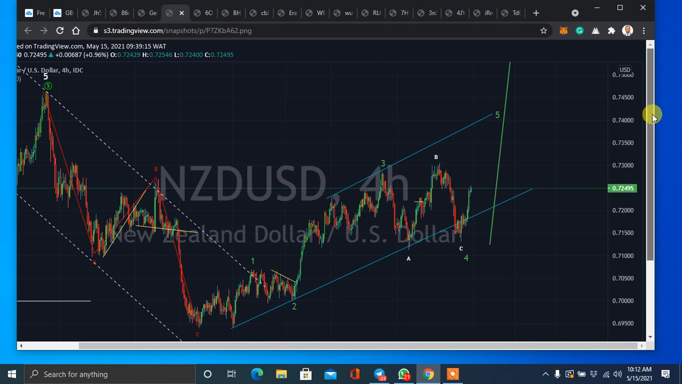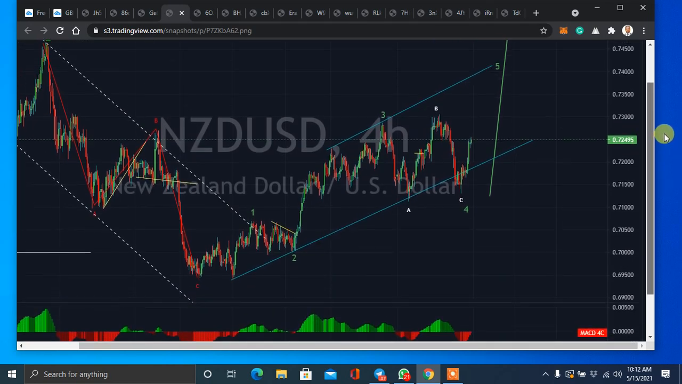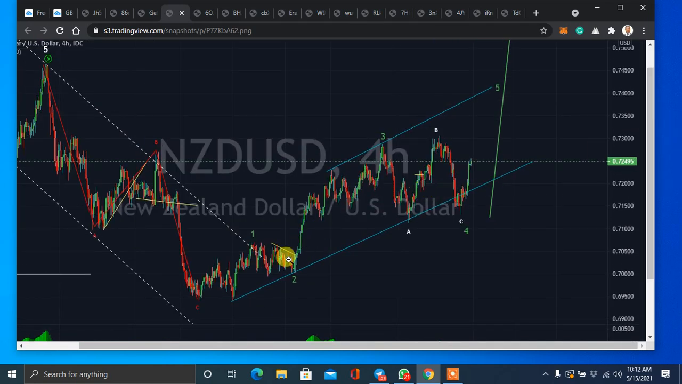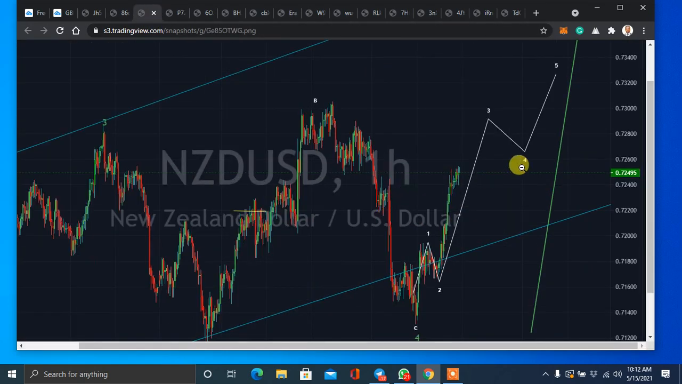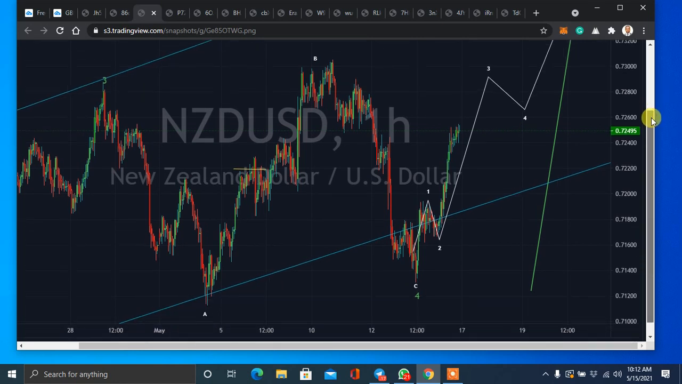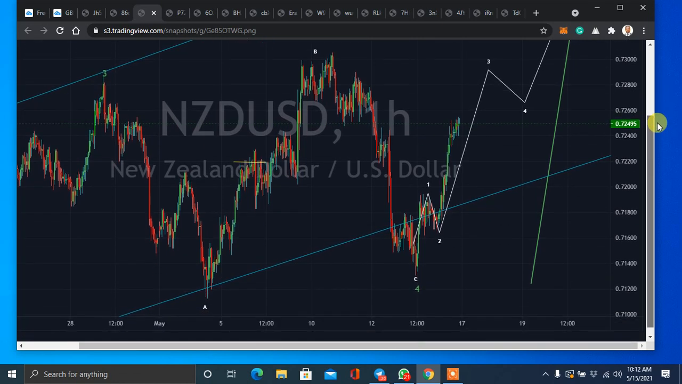New Zealand USD. We have completed the 1, 2, 3, A, B, C. A running flat, just a running flat. Then wave 5 is going up. So you can find your entry around here on the 1 hour time frame and target 74, 74.50, 75. Okay, you can see the 1 hour.